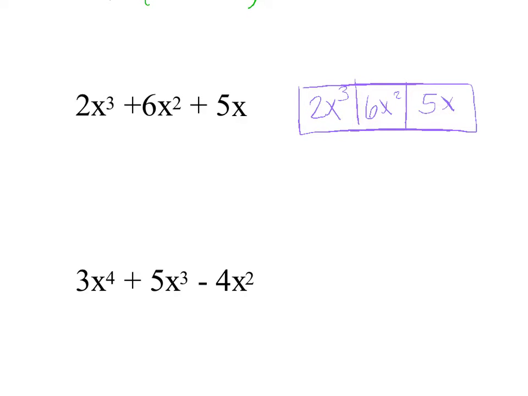And if I look at my x's, it looks like I can just take out one x. So I've got 2x squared plus 3x plus 5. So then this equals x times 2x squared plus 3x plus 5.